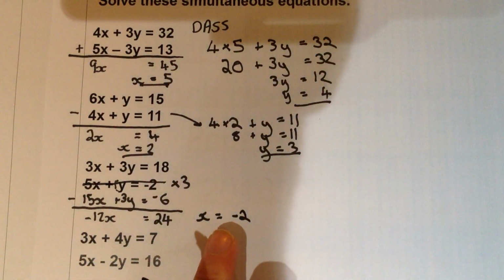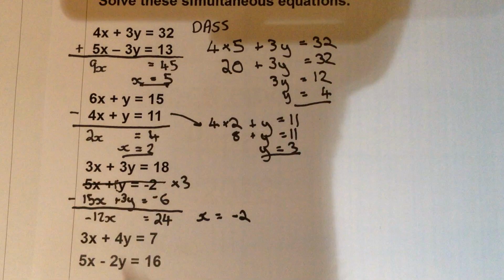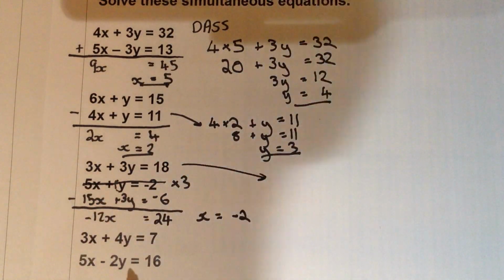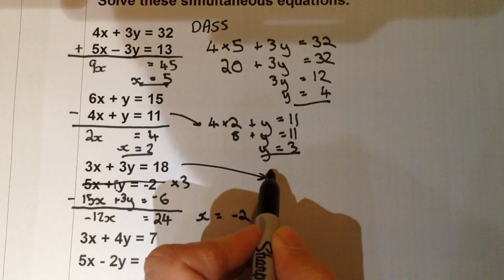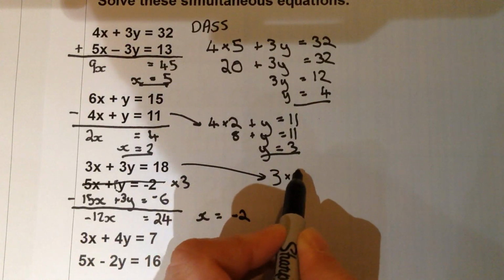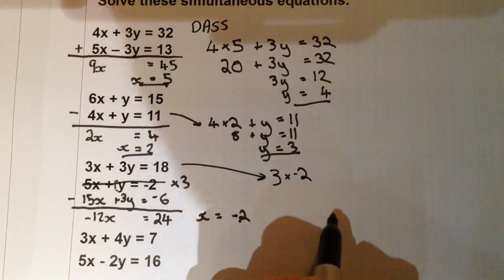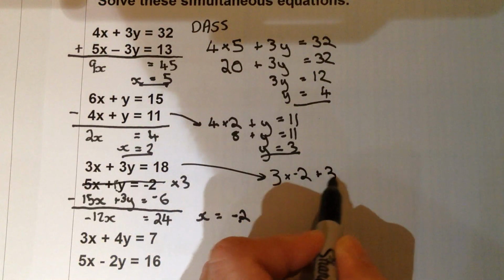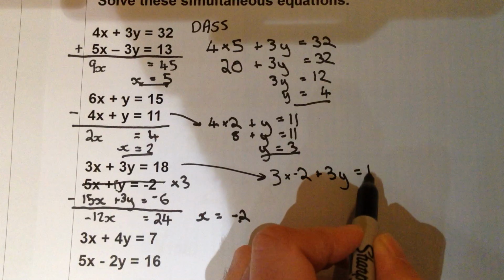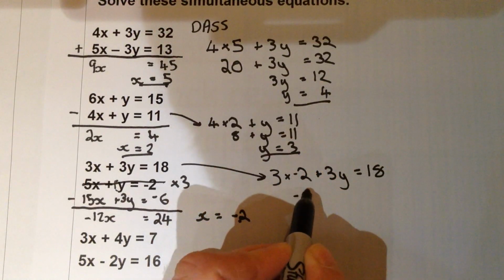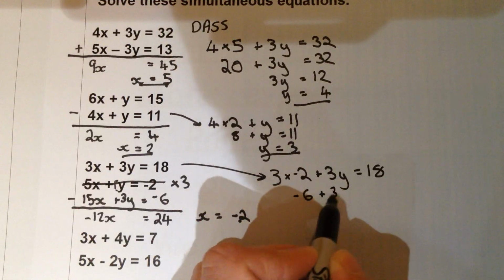I would now need to substitute this back into one of the equations. I'm going to use this one up at the top. This would give me 3 times minus 2, just changing the x for the minus 2 there, plus 3y equals 18. 3 times minus 2 is minus 6.